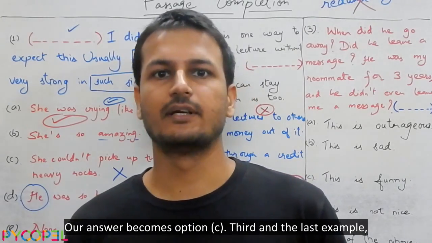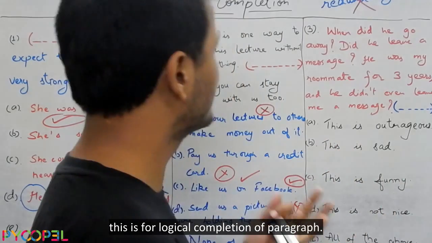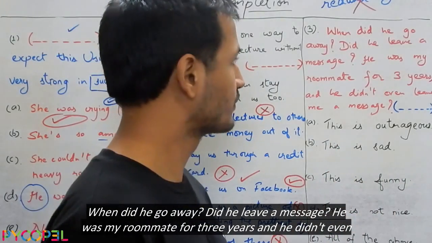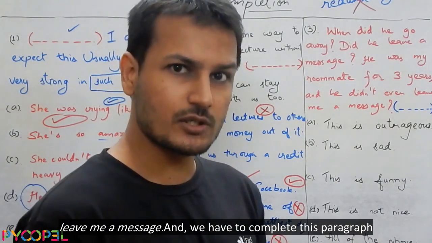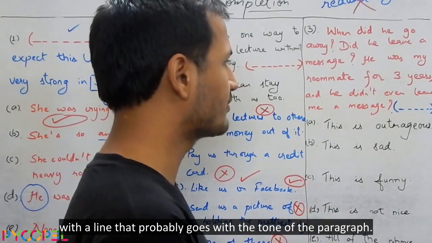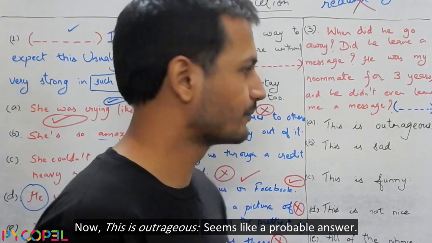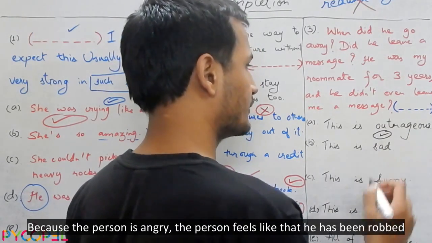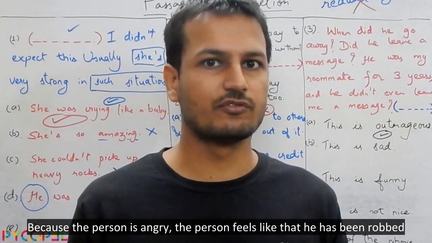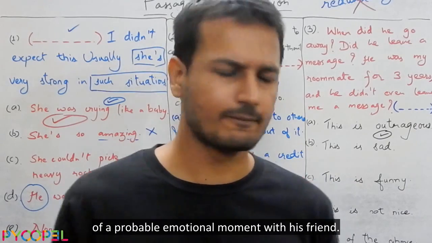Third and the last example. This is for logical completion of paragraph. "When did he go away? Did he leave a message? He was my roommate for 3 years and he did not even leave me a message." And we have to complete this paragraph with a line that probably goes with the tone of the paragraph. "This is outrageous" seems like a probable answer because the person is angry. The person feels like he's been robbed of a probable emotional moment with his friend.